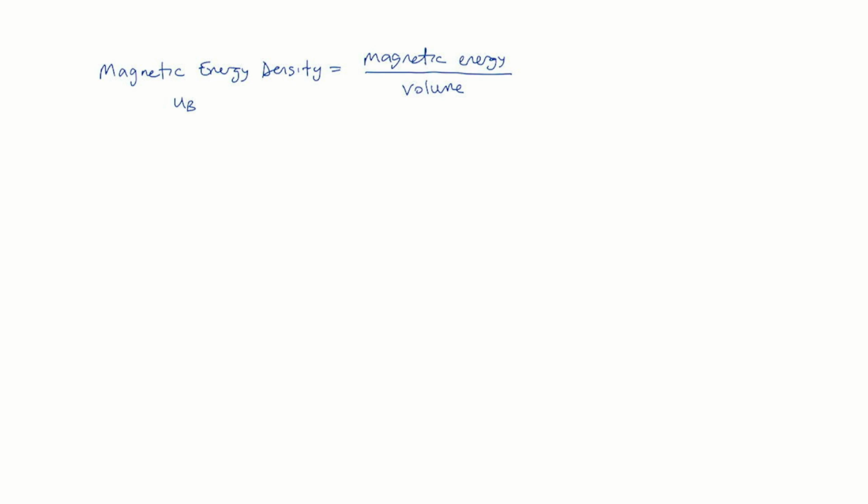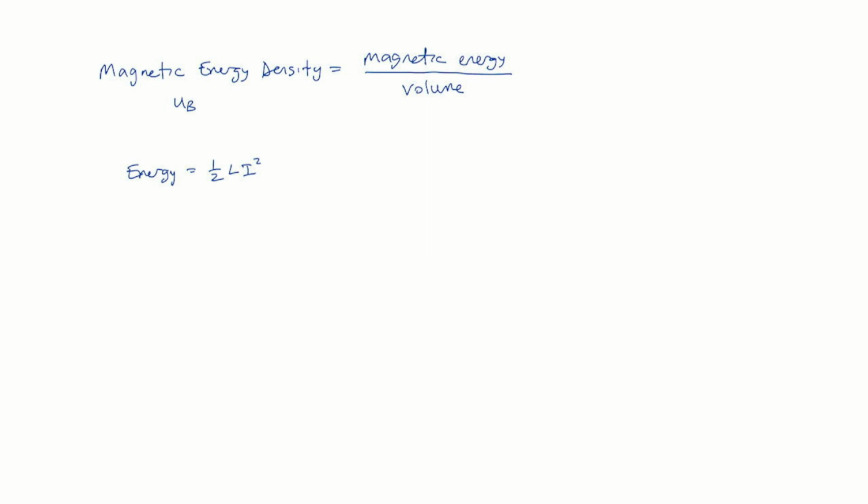We can find the relation between magnetic energy and magnetic field using the energy of an inductor. The energy of an inductor is equal to 1/2 L i squared, where L is the inductance of the inductor and i is the current through the inductor.